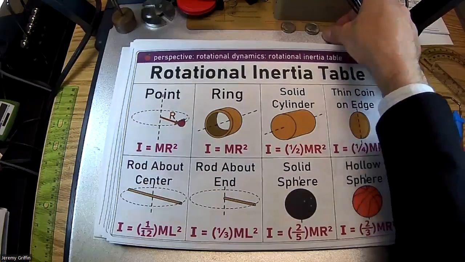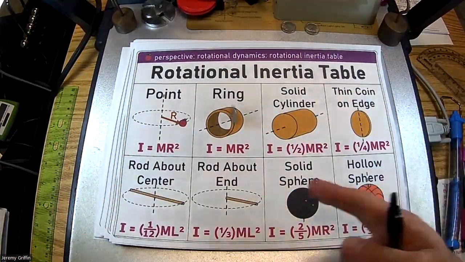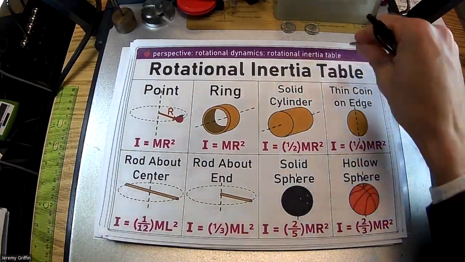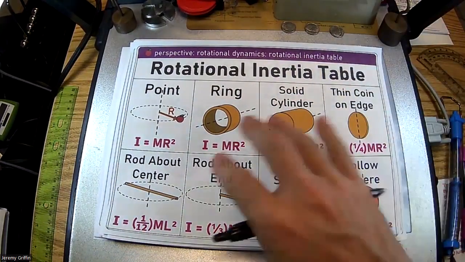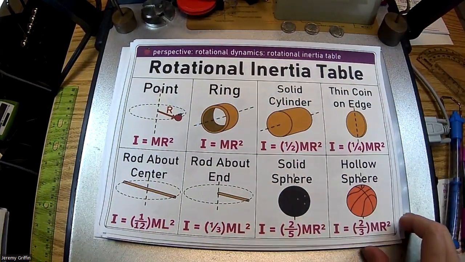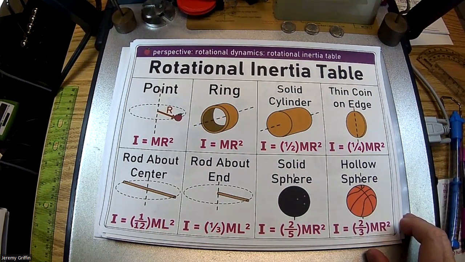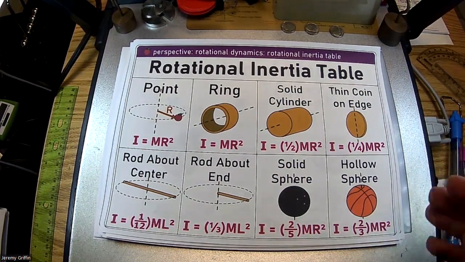Okay. The thin coin on the edge here, the inertia of that is a quarter mr squared. That's probably never going to show up. By the way, for all of these, your AP will not expect you to memorize anything from this table. If they want you to apply anything from this table, they'll go ahead and give you the expression.